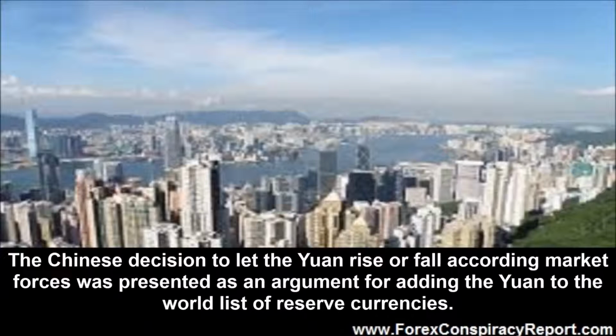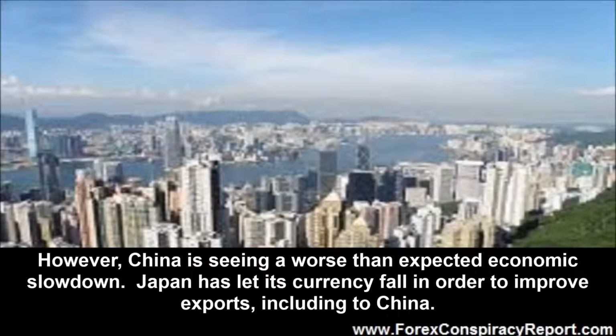The Chinese decision to let the yuan rise or fall according to market forces was presented as an argument for adding the yuan to the world list of reserve currencies. However, China is seeing a worse than expected economic slowdown.